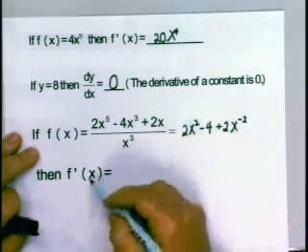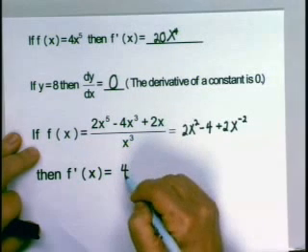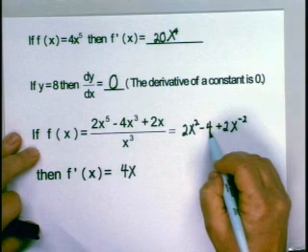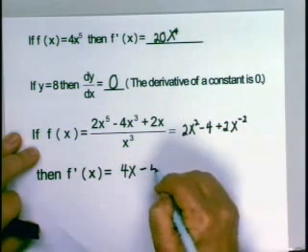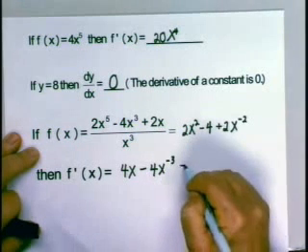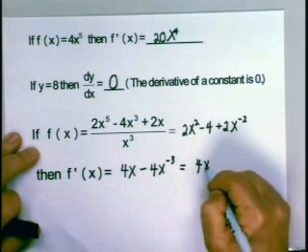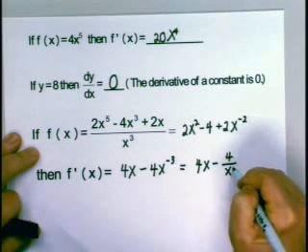Now we find the derivative, f prime of x, using the basic power rule, so that the derivative would be 4x. Remember, the derivative of a constant is 0, and the derivative of 2x to the negative 2 would be minus 4x to the negative 3. Rewriting this expression without the negative exponent, we would have 4x minus 4 over x to the 3rd.